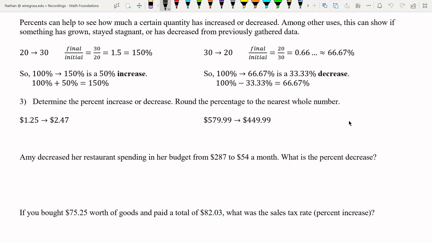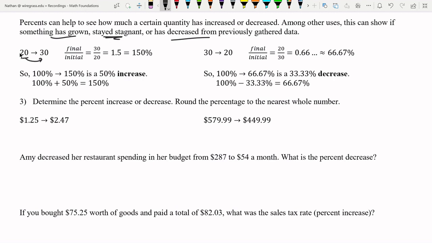Percents can show us how much a quantity has increased or decreased. Among other uses, this can show how something has grown, stayed stagnant, or decreased. Typically, we can do this by doing the final divided by initial. So the initial is 20, and then it becomes 30. So the final is going to be 30, and the initial is 20. So 30 over 20 is 1.5, which of course is 150%.